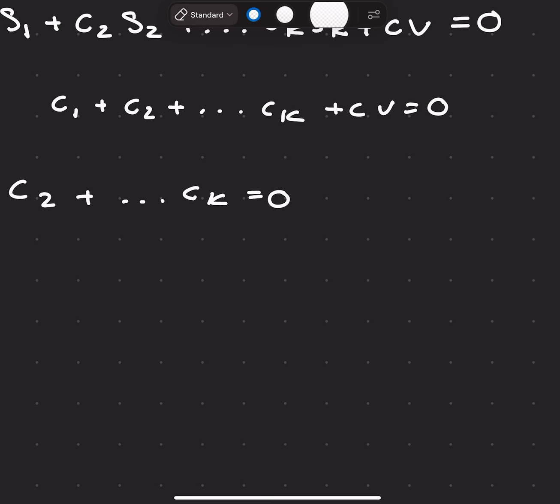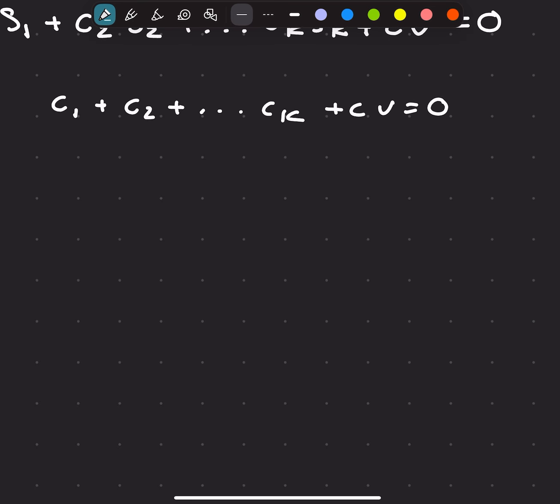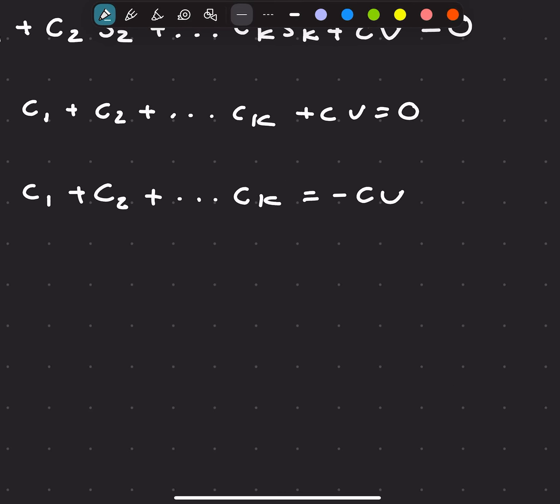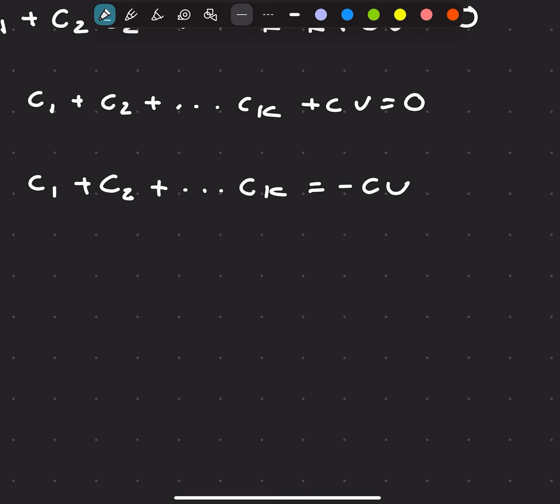Now, when we subtract cv from the left side, we get c1 s1 plus c2 s2 plus ... plus ck sk equals negative cv. What we get is that the right side is now a multiple of v, and the left side is a combination of vectors in S. Oops, I forgot to write the s1.